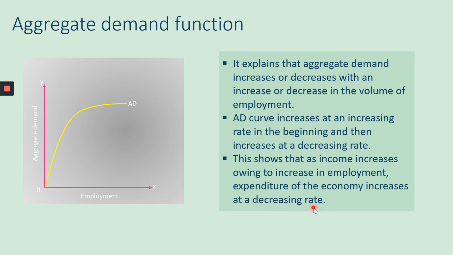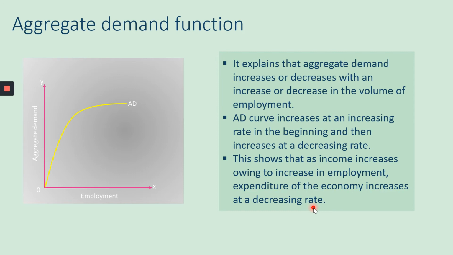Already last year we have seen this. Income increases and consumption also increases, but consumption does not increase at the same rate as income, because people try to save a small amount. Whatever income I get, I do not spend all of it. If I get 10,000, I spend 10,000. If I get 20,000, I spend 20,000. If I get 30,000, I spend 30,000. It is not like that.